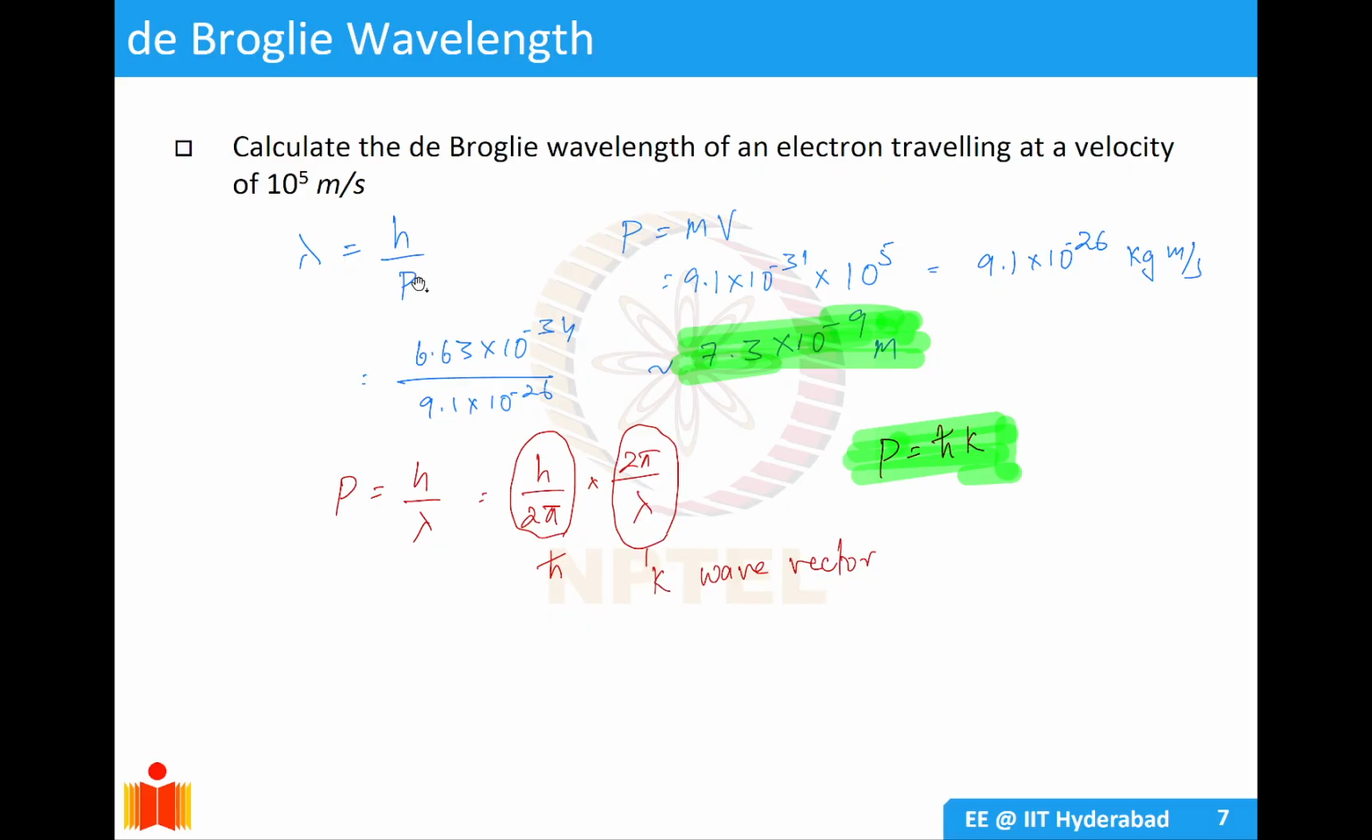and you can also directly calculate using the wave number, the wave vector, which is k. So instead of lambda you will write 2 pi by k. So h by 2 pi is called h bar, which is the reduced Planck's constant. Reduced Planck's constant is denoted by h with a bar, or h bar, and it is written as h by 2 pi, and then 2 pi by lambda is your wave vector k. So momentum can also be defined as h bar k.